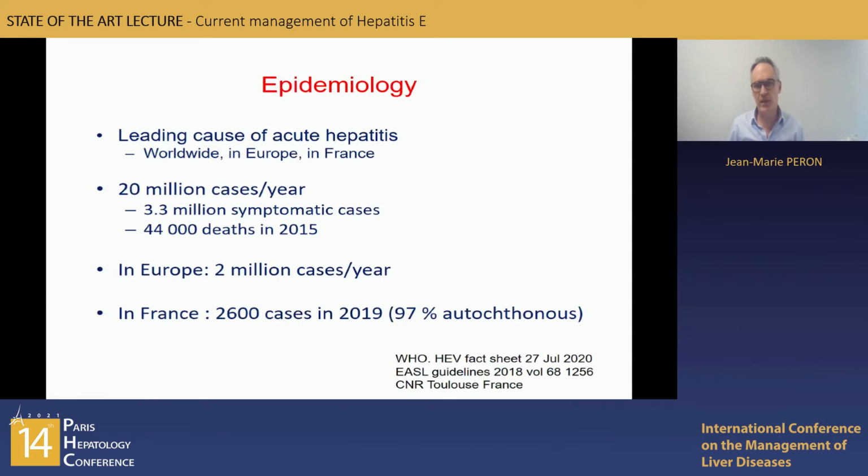So this is the most recent data on epidemiology of HEV. As you know, it's the leading cause of acute hepatitis worldwide, but also in Europe and in France. It's over 20 million cases per year, 3.3 million symptomatic cases, 44,000 deaths per year. In Europe, it's 2 million cases per year. And in France, these are the latest numbers: 2,600 cases were diagnosed in 2019, 97% of which were autochthonous.